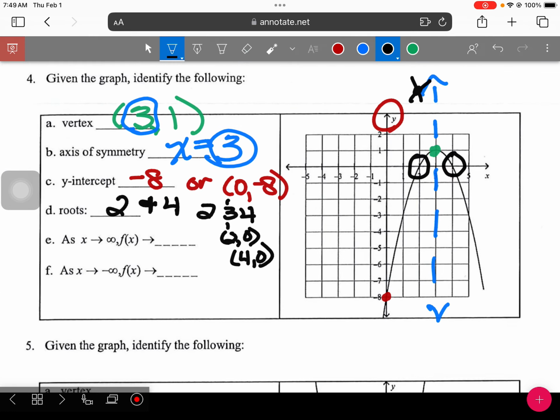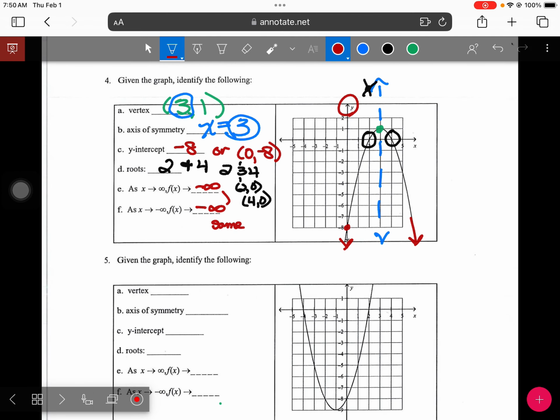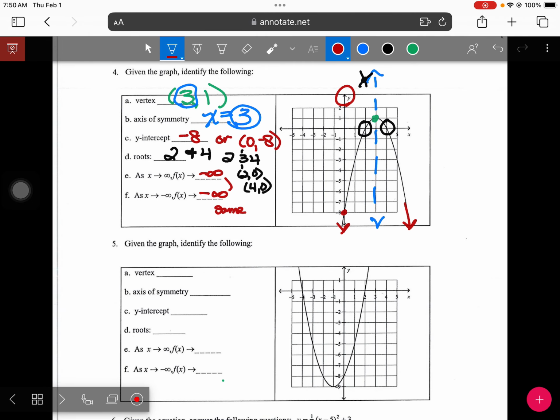E, as x approaches positive infinity, the function f of x approaches what? Negative infinity. How do we know this? It's going down. I'm yelling timber. Okay, as x approaches negative infinity, f of x approaches negative infinity. Will these ever be different? Always the same. If you're talking about parabolas, it's either both positive, up, or both negative, down. Okay. All right. What else?